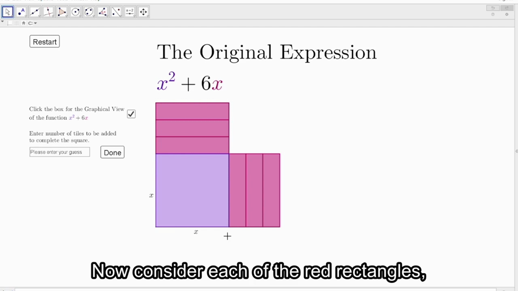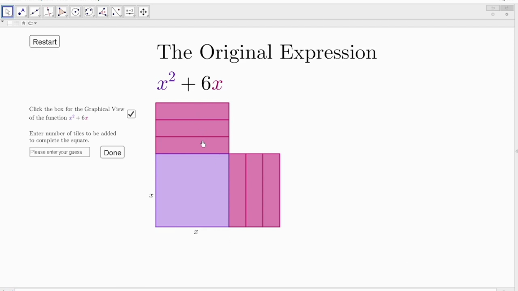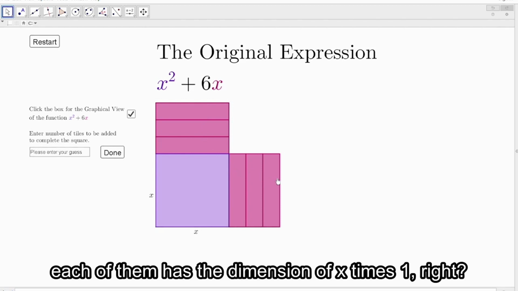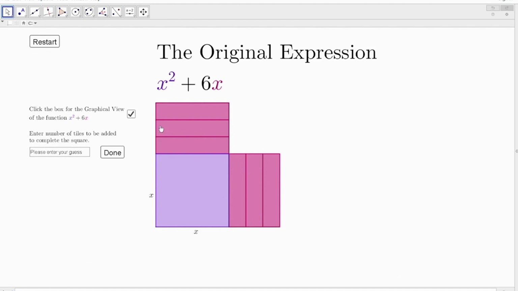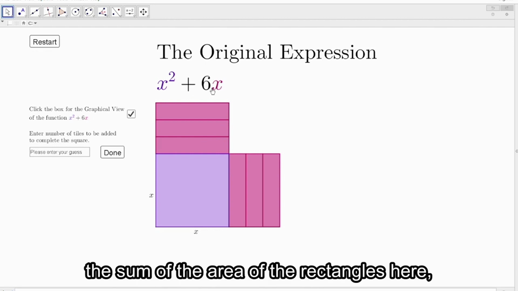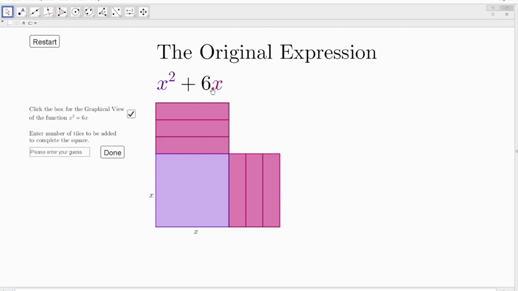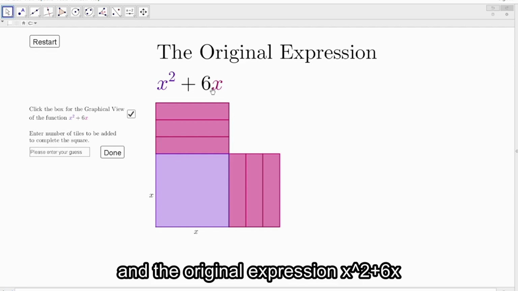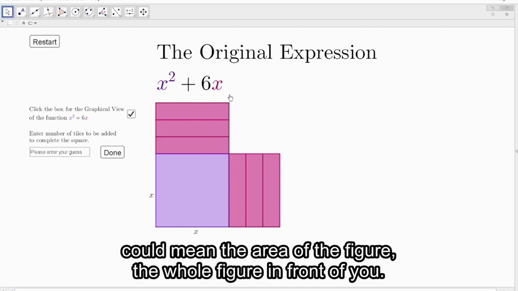Now, consider each of the red rectangles. Each of them has the dimension of x times 1, right? And so, 6x of the expression means the sum of the area of the rectangles here. And the original expression, x squared plus 6x, could mean the area of the whole figure in front of you.